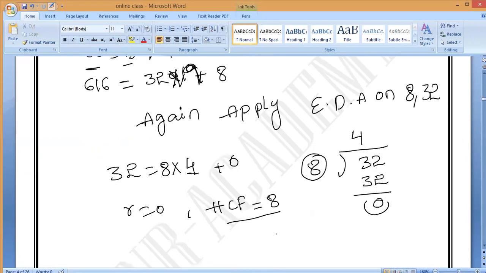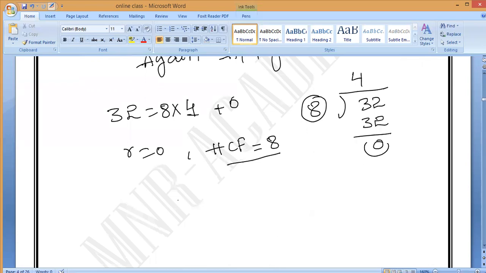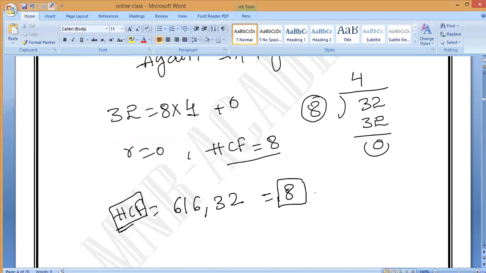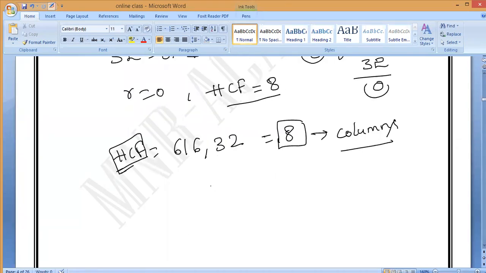So HCF of 616 and 32 is 8, the highest common factor. It means the maximum number of columns are 8. So in the sense of 32 members, how can we arrange them? 8 columns should come. Each column, how many?